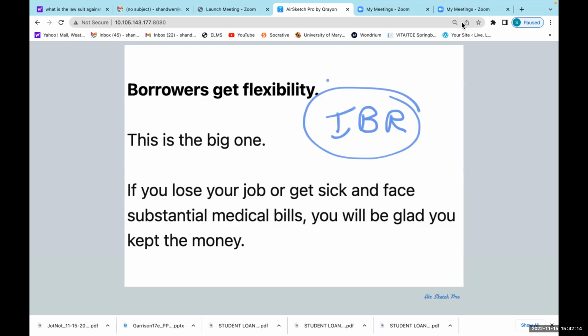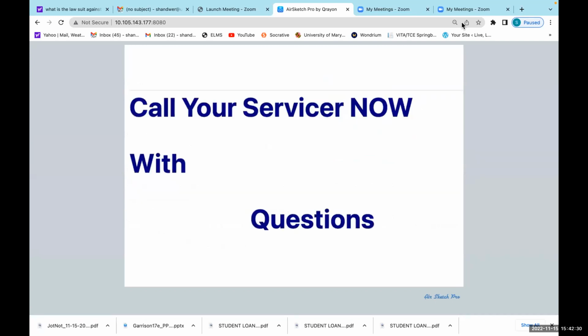So this is like a great insurance policy to have, almost like a disability policy, that you'll be glad you have if you have federal loans and you keep the money rather than rushing to pay it off. Rush to pay off the private loans, yes, because they don't go away and the interest accrues. All right, that's just good advice. Make sure you keep in touch with the service provider with questions.